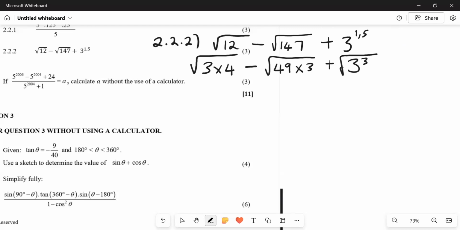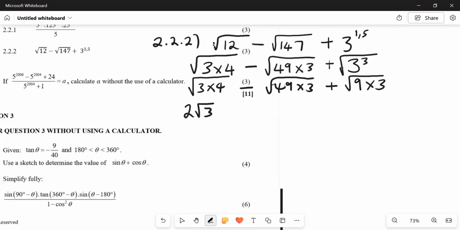So here you have your 3 times 4 minus your 49 times 3 plus 3 cubed, sorry, it was 3 cubed, not 3 squared. 3 cubed, that's 27. 27 can be written as 9 times 3, a combination of a perfect square and a prime number. So this will give us 2 root 3, because it's the square root of 4, which is 2, and then you drop down root 3, minus the square root of 49, that's 7, and then root 3, plus the square root of 9, that's 3, and then root 3.